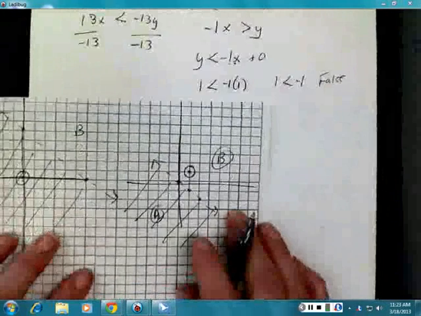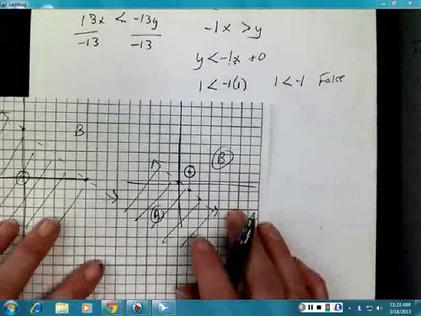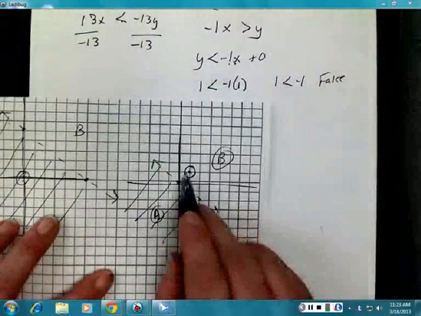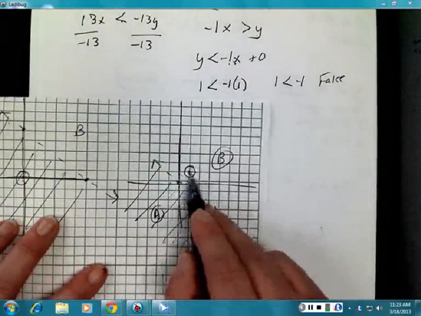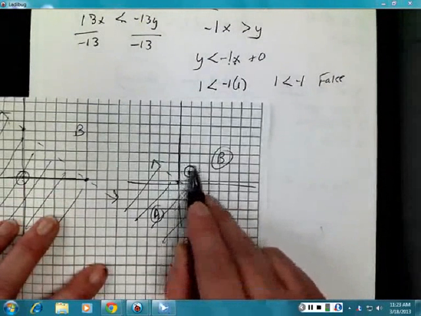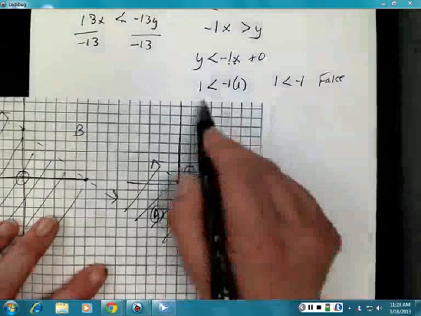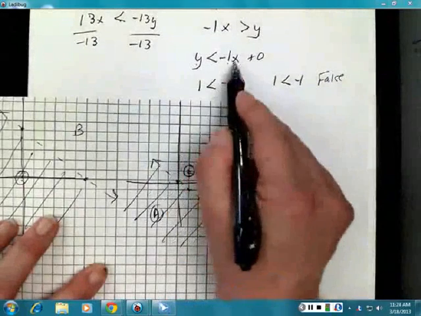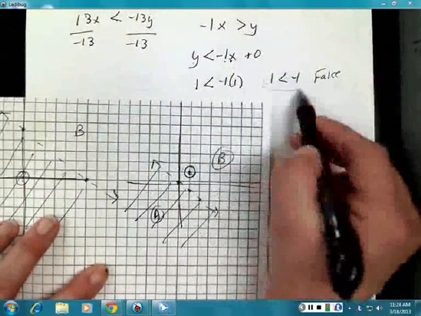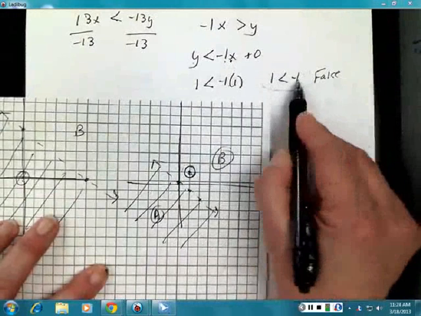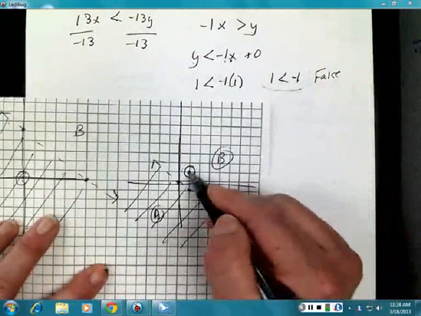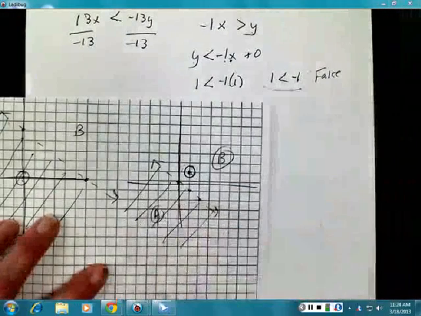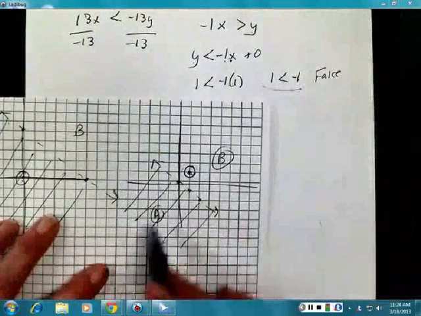Yes or no? The shading part is still getting us. The shading part? Okay. Here's my point. You got your test point, right? You understood that part? Because I put 1 back in where y's at, and I put 1 in where x is, I got a false statement. 1 is not less than negative 1. So again, I do not want to shade where that's at. I want to shade over here.